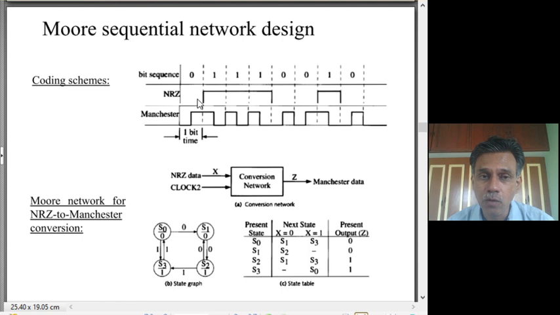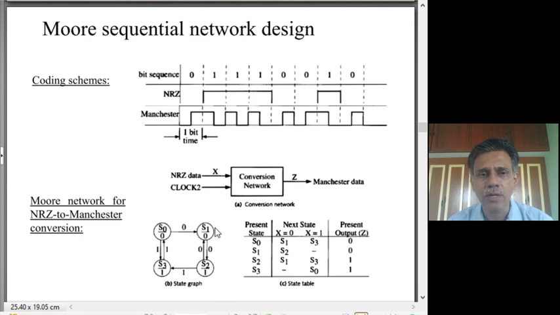Then what is it that we have to do? We should produce a 0 followed by a 1. So when we have a 0 followed by a 0, we should go to a state S1, outputting a 0, and then go to a state S2 where you output a 1.